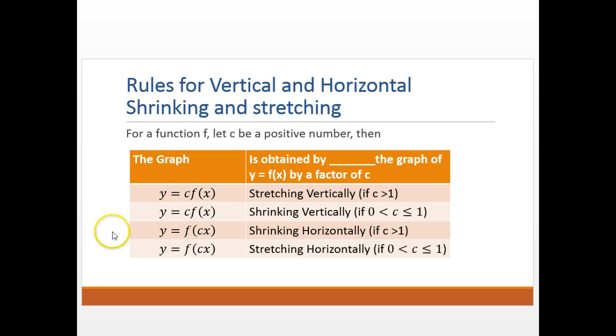If I have y equals c times f of x, we know the c out front is the vertical amount. It's on the outside of the function. So if c is greater than 1, this is a stretching vertically. If c is between 0 and 1, this is a vertical shrinking. If c is on the inside of the function, f of c times x, if c is greater than 1, this is a shrinking, and if c is between 0 and 1, this is a stretching. Again, inside the function behaves opposite of what you would imagine.